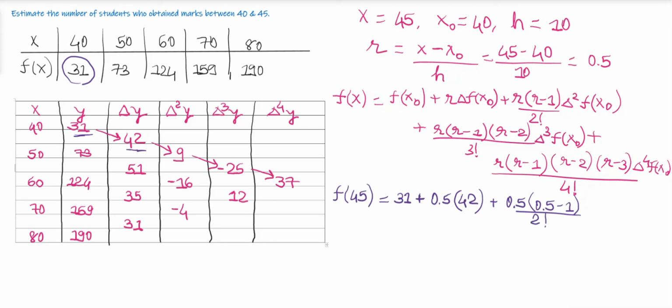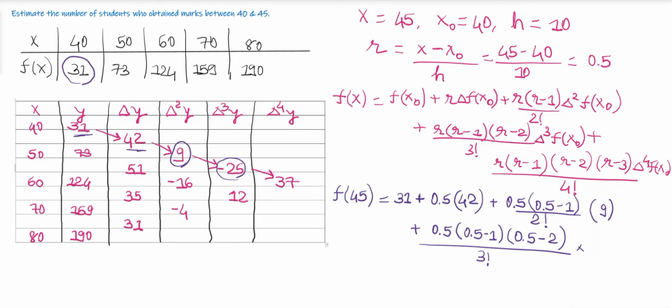So this will be 0.5 into 0.5 minus 1 by 2 factorial into delta square y, which is 9, plus 0.5 into 0.5 minus 1 into 0.5 minus 2 upon 3 factorial into our delta cube y, which is minus 25. And then we have delta raised to 4y, which is 37.